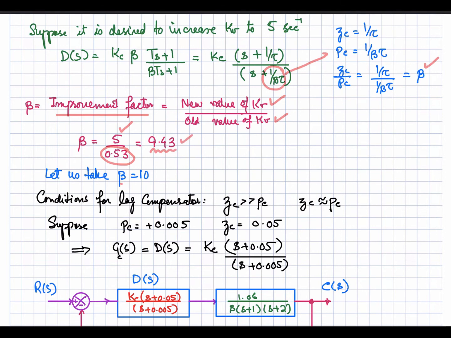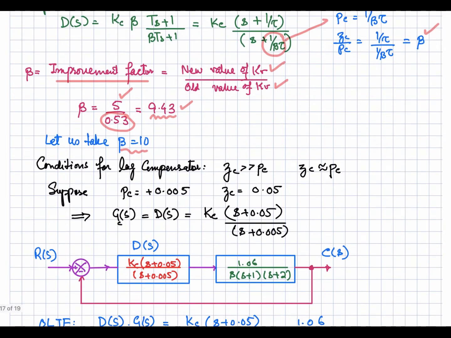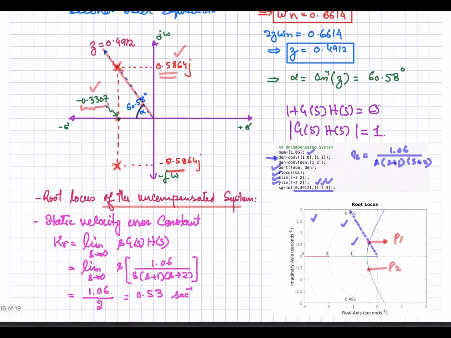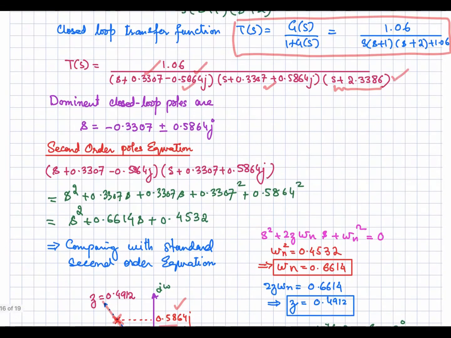So let's take beta equal to 10, and we design our compensator. By taking beta equal to 10, we have to fulfill two conditions: that zc is quite large as compared to pc, which we get by taking beta equal to 10, and that they must be relatively small as compared to the other poles of your system. So the other poles are at which position? One pole is over here, and the other pole is this one.